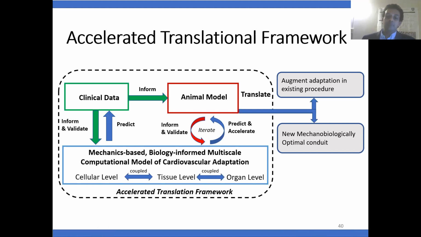And of course, to make this happen, I need a collaborative ecosystem that has expertise in multiple tools and techniques, and obviously several departments. And one of the reasons I'm really excited about University of Florida is I think it has all the pieces that I'm looking for to make this accelerated translation framework happen.